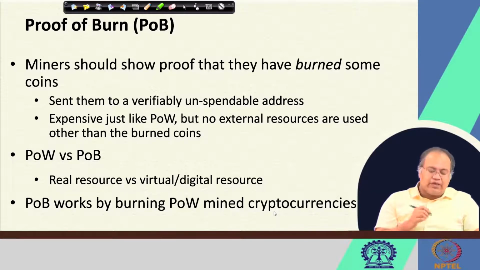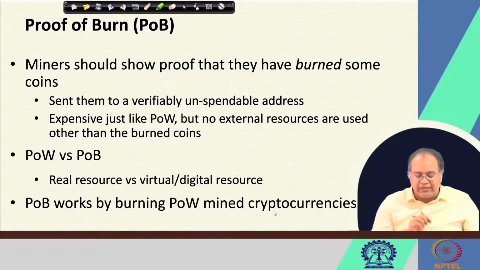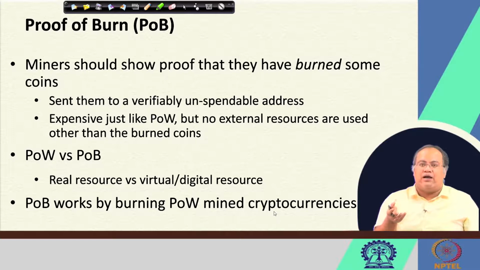In case of proof of work, you are actually burning a real resource, that means the computing power of your machine. In case of proof of burn, you are burning a virtual or digital resource. And proof of burn works by burning proof of work mined cryptocurrencies. So the Bitcoin that you have obtained through proof of work, you burn them.